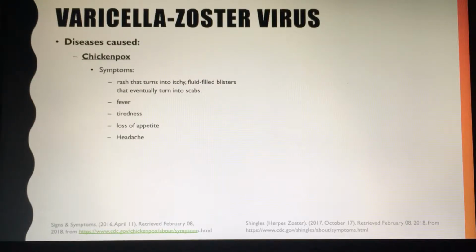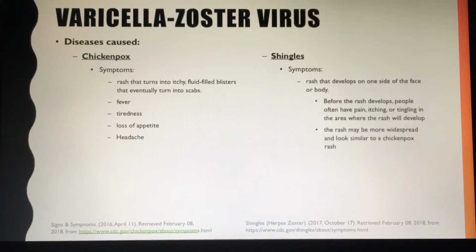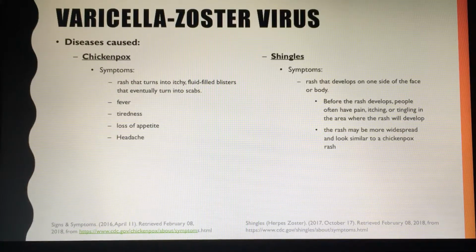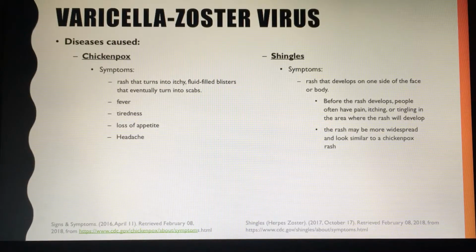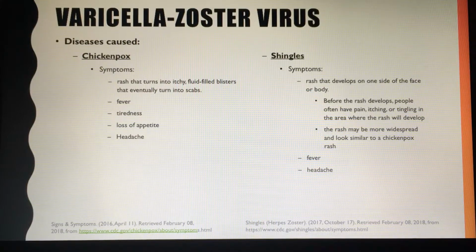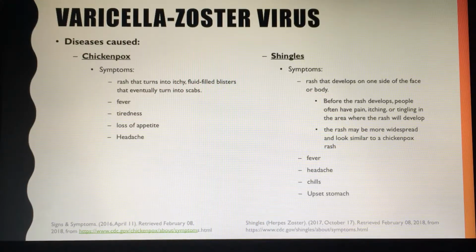The other disease caused by this virus is shingles. Symptoms of shingles also include a rash. However, this rash develops on one side of the face or body, and before the rash develops, people often have pain, itching, or tingling in the area where the rash will develop. The rash may be more widespread, and it can look similar to the chickenpox rash. Other symptoms include fever, headache, chills, and an upset stomach.